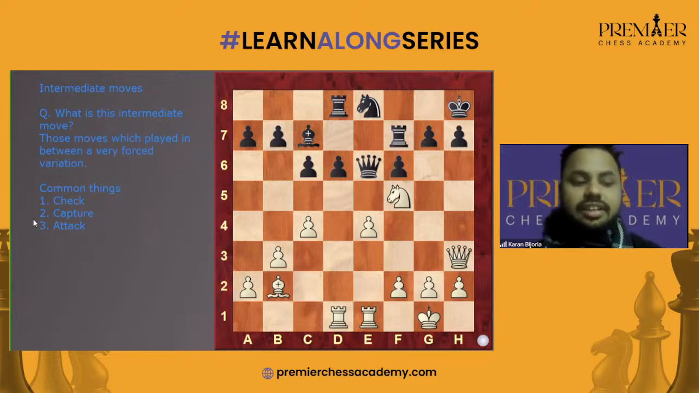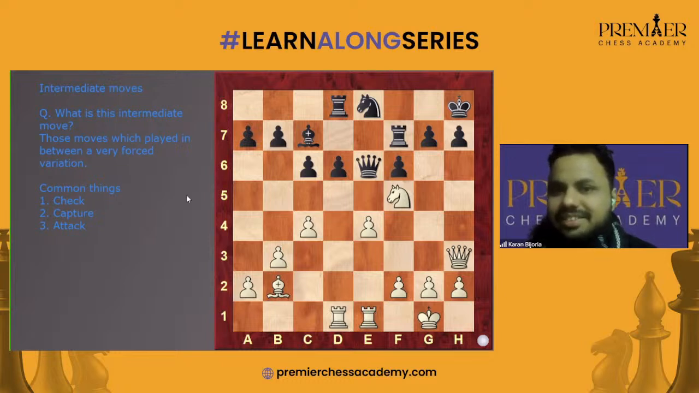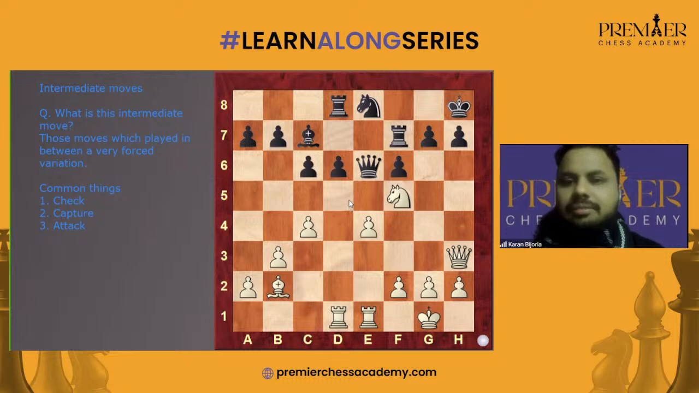When there is no check and no capture, what should we do? We should go for the attack, right? And what is the best way to do an attack? To find the unprotected piece. Can you find any unprotected piece? The unprotected piece in the black army is the queen, correct? So the queen is the unprotected piece. Can you attack the queen?